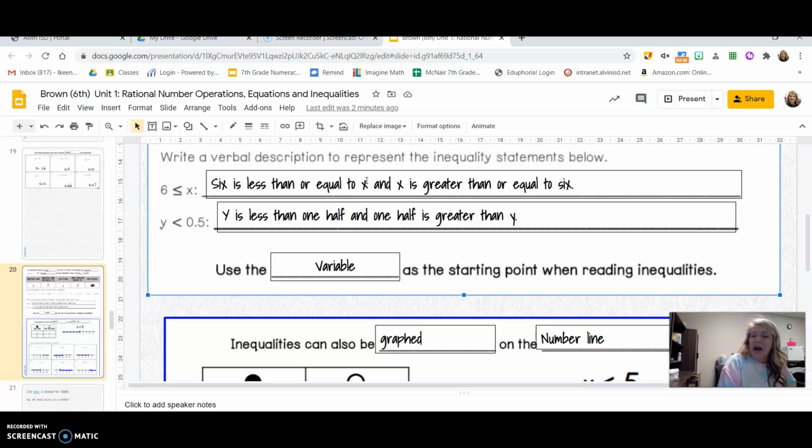So it says y is less than, so I wrote 1/2. You could write 5/10 also. Y is less than 1/2, and 1/2 is greater than y. Okay? Y is less than 1/2, so that must also mean that 1/2 is greater than y. The next part of it, use the variable as the starting point when reading inequalities. So you want to start with the letter, the variable.